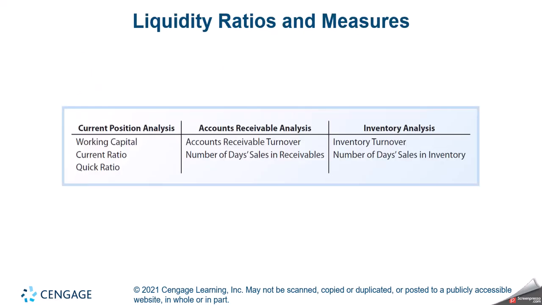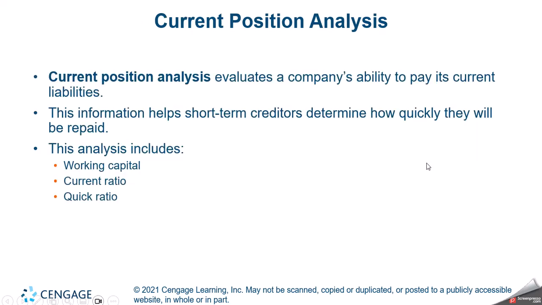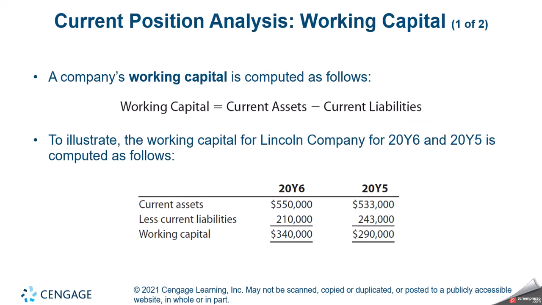Okay, then we have our ratios. So our liquidity ratios, we have our working capital, our current ratio or quick ratio. Then when we go over to accounts receivable, we've got our accounts receivable turnover, our number of days sales in receivables, and then over to inventory, very similar, inventory turnover and the number of days sales in inventory. So this is what, again, we're looking at. We're going to look at all of those.